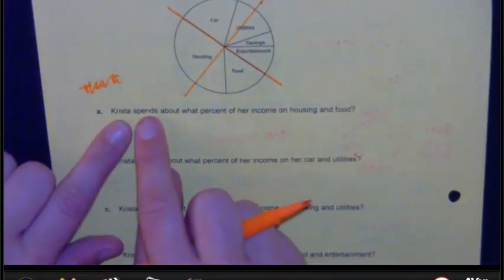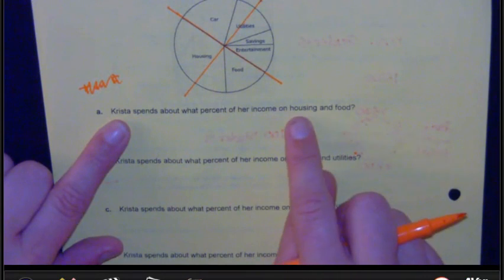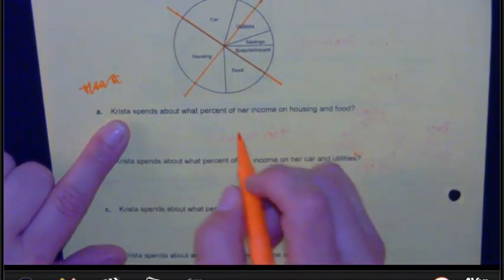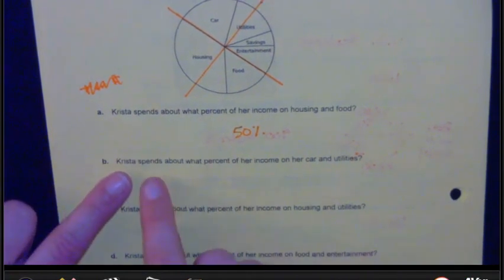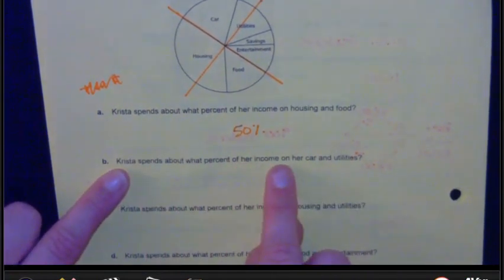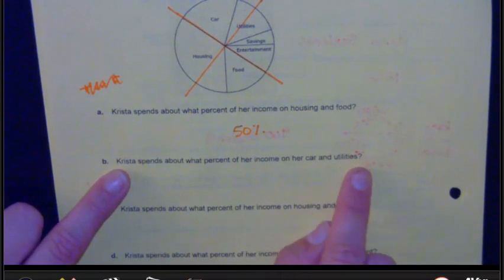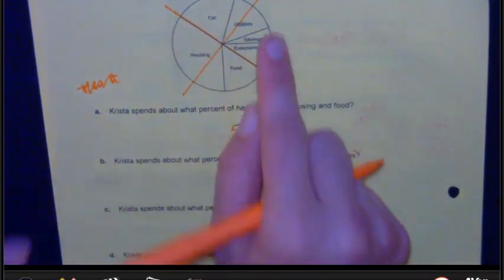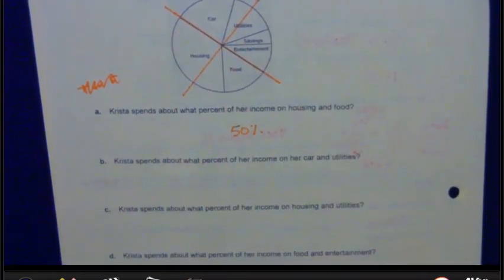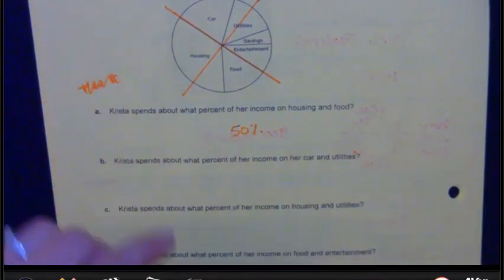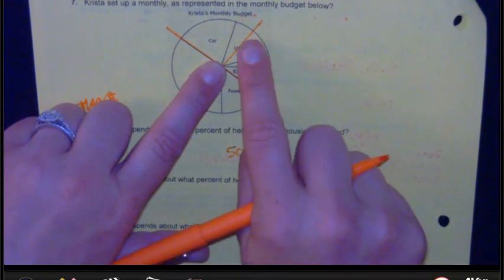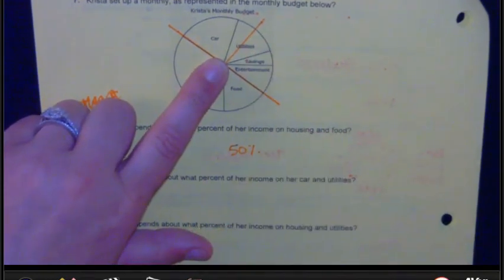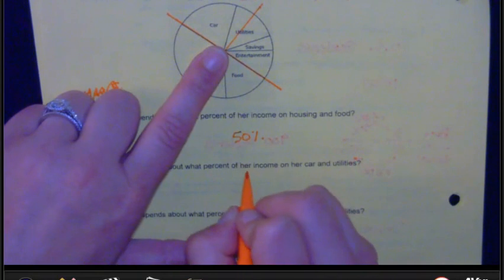All right, so Krista spends about what percent on housing and food? Well, housing and food, it looks like to me that's going to be a good 50% of my budget. She spends about what percent of her income on car and utilities? So if I look at car and utilities, I know that car plus a little bit of utilities is 25. I have a little bit more out of here. So I would say about 30, 35%.